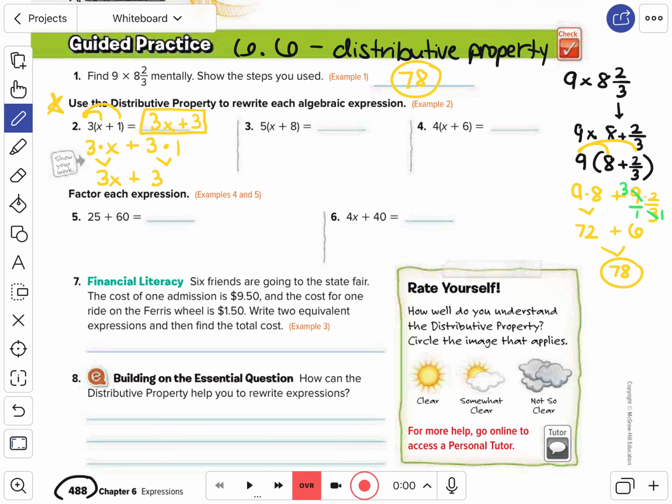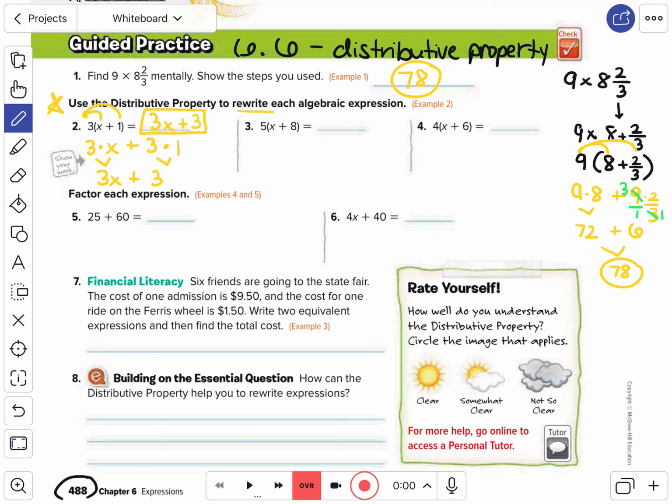And that's why this says to rewrite the expressions and not solve them, because you can't solve it when you don't know what the variable is, when you don't know what the variable equals to. Okay, number 3. 5 times x plus 8. Again, remember, you need to have multiplication and then addition or subtraction in parentheses to use the distributive property.